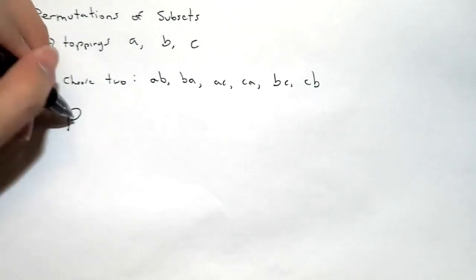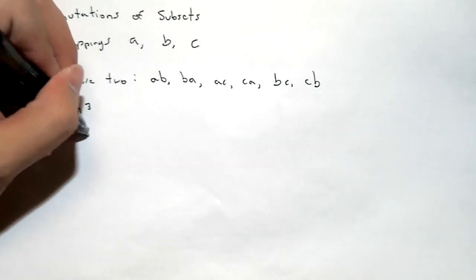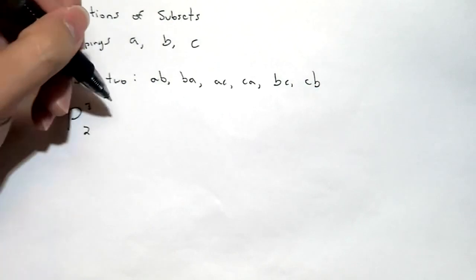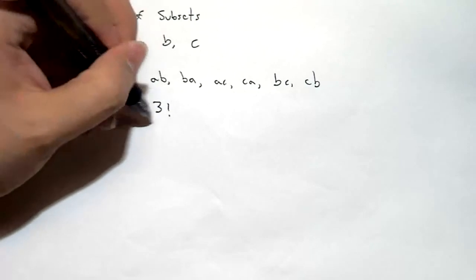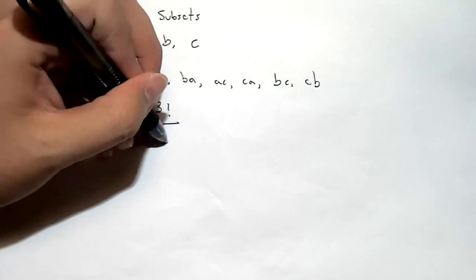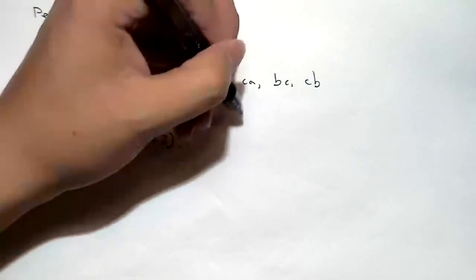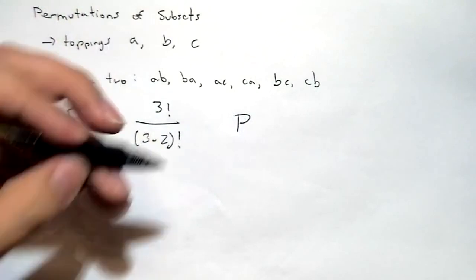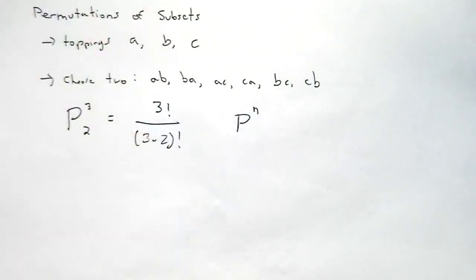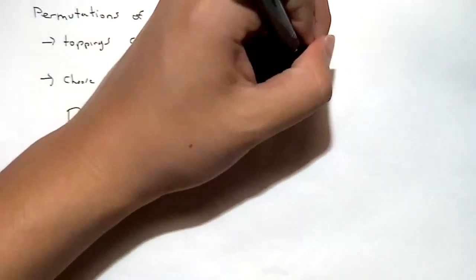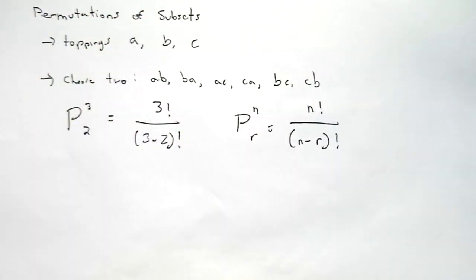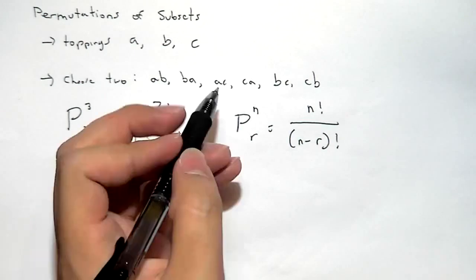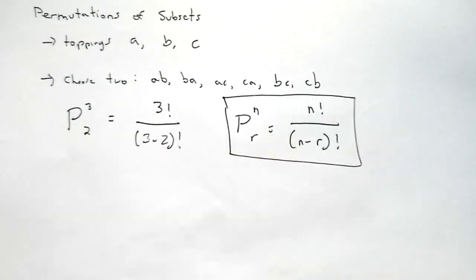The way we generalize this is by saying the permutation of 3, choose 2, is going to be equal, in this case, to 3 factorial divided by 3 minus 2 factorial. Or if we want to make it a little bit more general, if you have n outcomes and you want to choose r of those outcomes, then you will have n factorial over n minus r factorial. This is what's called a permutation of a subset.